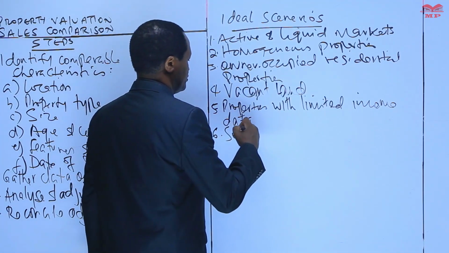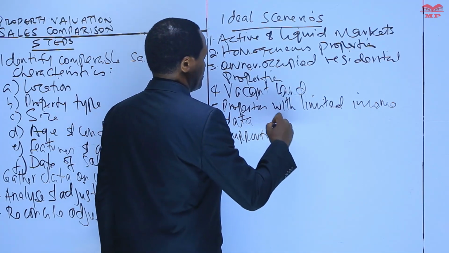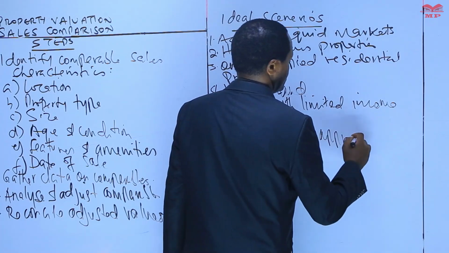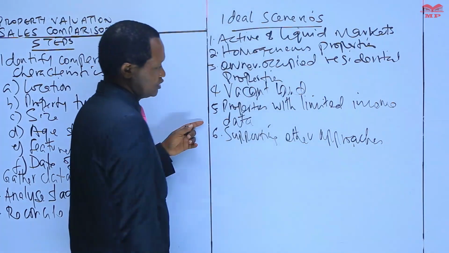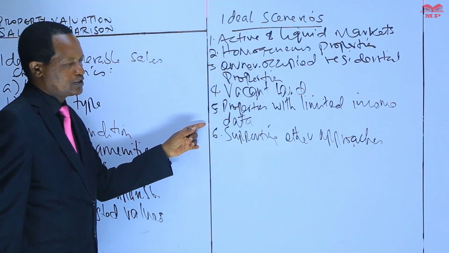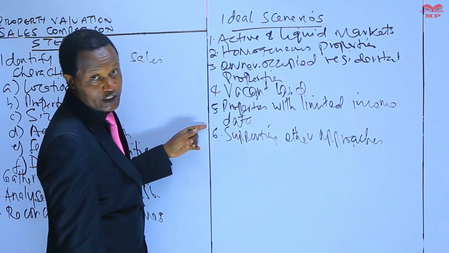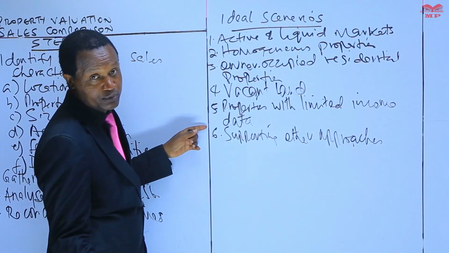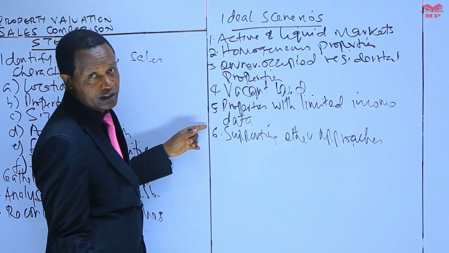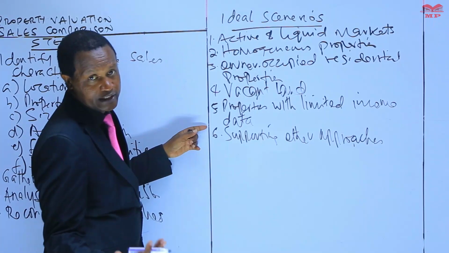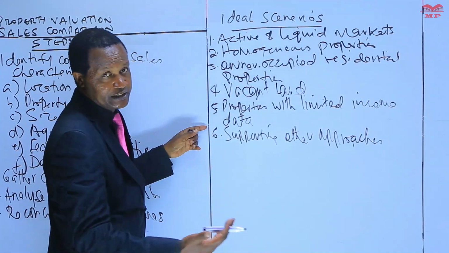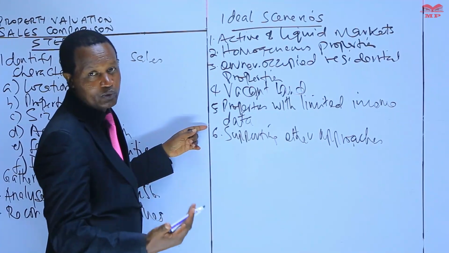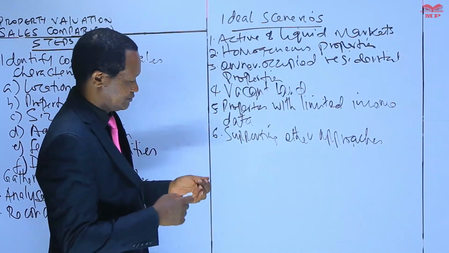6, supporting other approaches. The sales comparison approach may also be used to support other approaches like the income approach, like the cost approach. Even when using the income or even the cost approach, the sales comparison approach can serve as a valuable check and balance to ensure that the derived value aligns with the market realities.